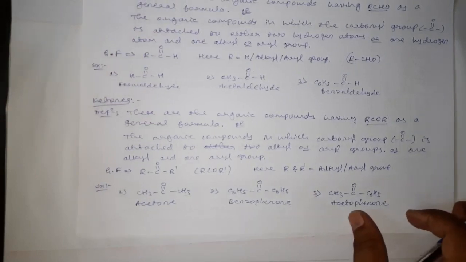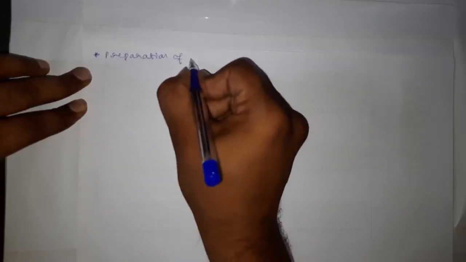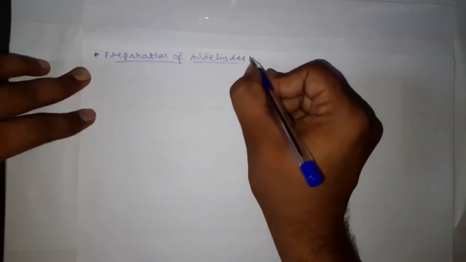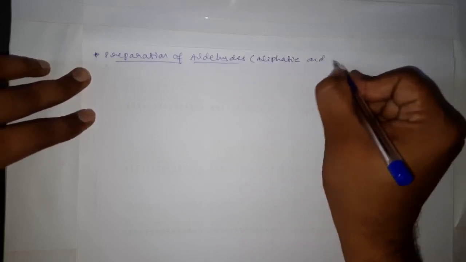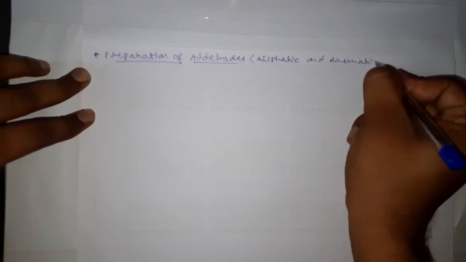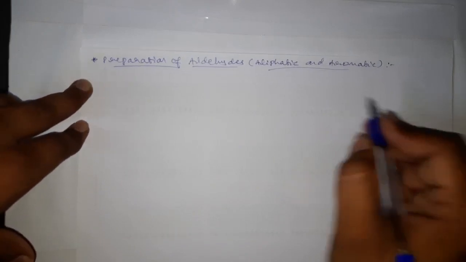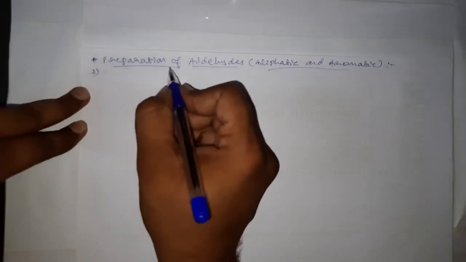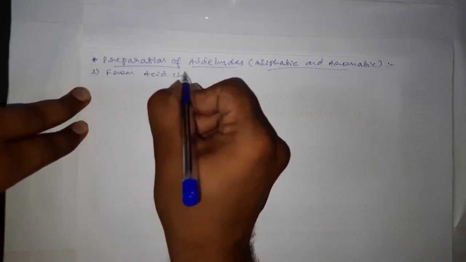Okay, then now we have to discuss about the preparation methods. Preparation of aldehydes, and here we are discussing the preparation of both aliphatic and aromatic aldehydes. The first method of preparation of aldehydes is from acid chlorides.